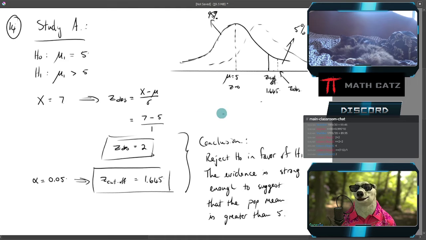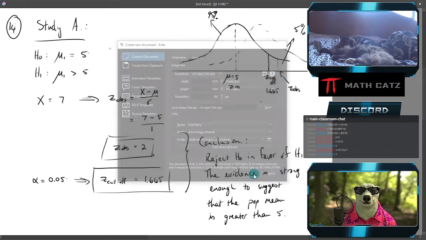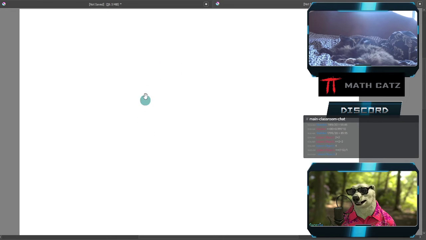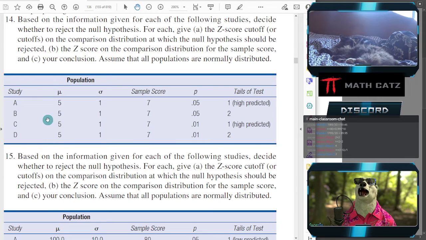Next, I want to make a new page so we can refer back to this and see how everything is going to be very similar for the other study. Not exactly the same, similar. For study B, let's have a look, where everything is very similar. We're testing the same population mean, standard deviation, and sample score, with a confidence level of 5%, but now we have a two-tailed test.